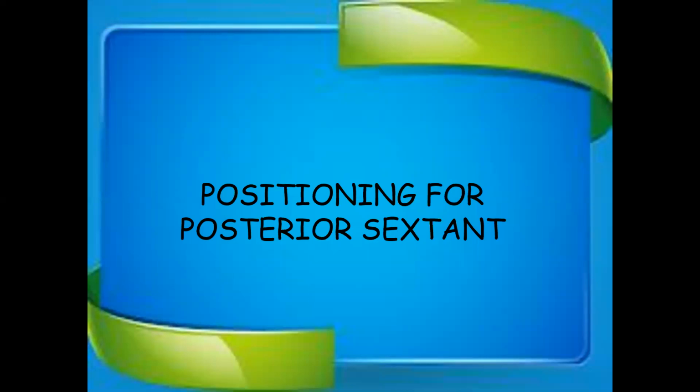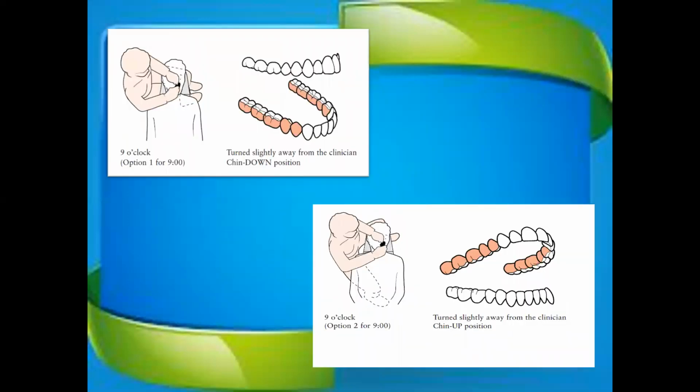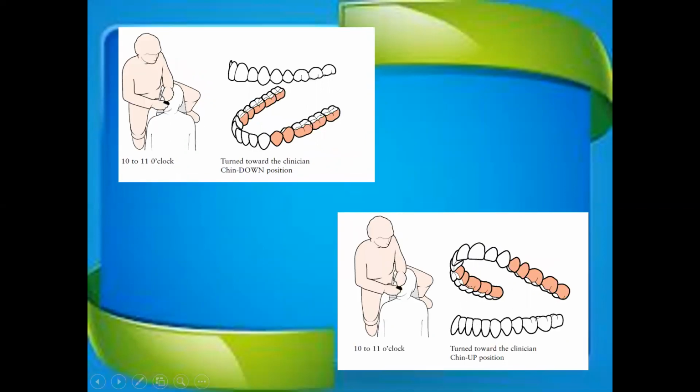So coming on to the position for posterior sextant, you can sit at 9 o'clock position with the patient's mouth slightly turned away from the clinician and chin down position. And in this position, you can do instrumentation on the buccal aspect of the mandibular region and lingual aspect of the other side of the arch, like this. And on maxillary region, you can assess the buccal surface as well as the palatal surface.